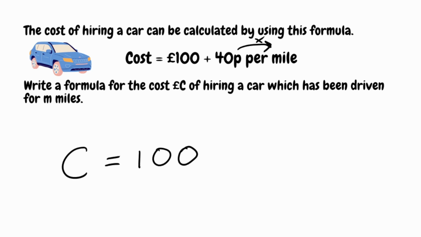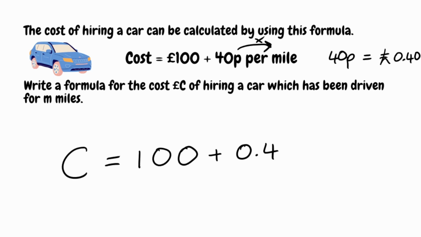But we need to remember the units we're using in the question. For this formula, we're actually dealing with pounds. So instead of 40 pence, I'm going to convert this into pounds. So 40 pence in pounds would be 0.40. So now I can take this decimal. So now continuing my formula, we're going to add on, instead of our 40 pence, we've got 0.40 pounds. So I'm just going to write 0.4.